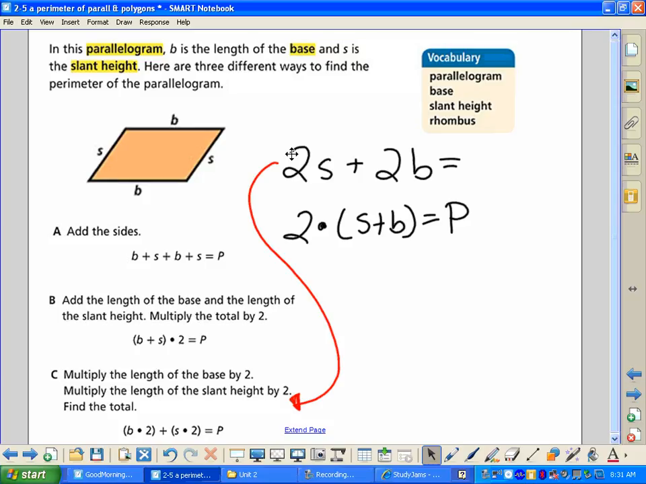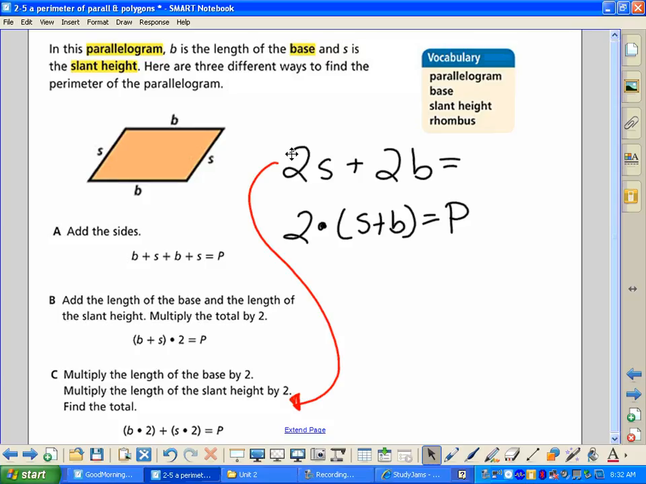The second one says multiply the length. So it's just saying you're going to multiply the base times 2, because we've got 2 bases, and then you're going to multiply the slant times 2. That's all that one is saying. That's the same as this: 2 slants plus 2 bases. That's what that one is saying.